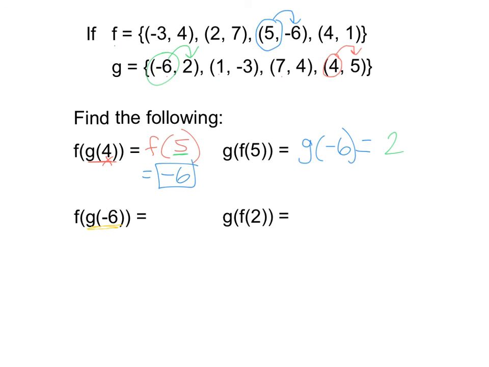All right, so g of -6 is 2, f of 2 is 7. g of 7 is 4. And that's it. We're done.